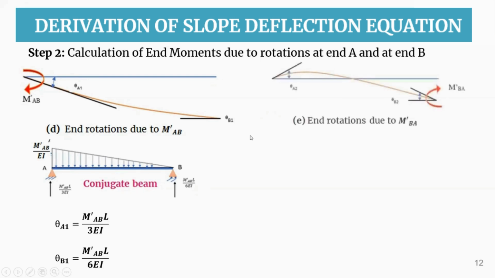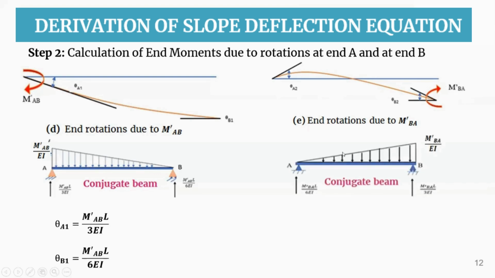Similarly, when we apply a moment M'BA, the end rotations that are caused due to this moment M'BA are theta A2 at A point and theta B2 at B point. As we are developing here a moment at B, our bending moment diagram will be M'BA at this B point and 0 at this A point. So the conjugate beam is nothing but the M over EI diagram. So this is the M'BA by EI diagram.